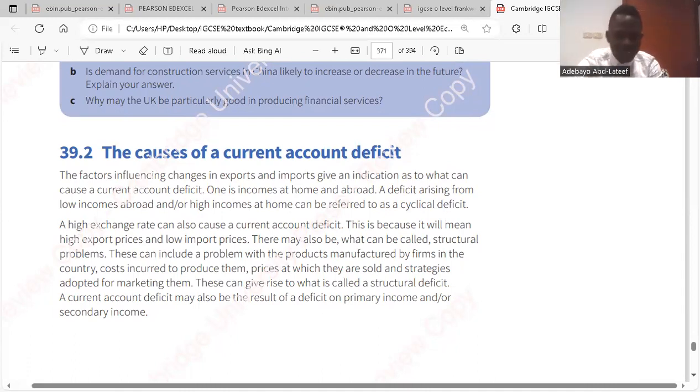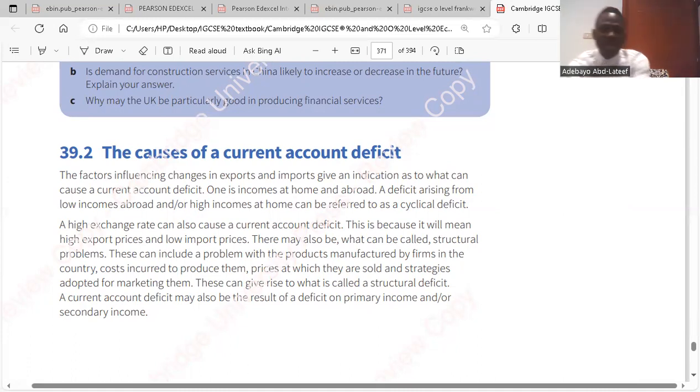That's the point. A high exchange rate can also cause a current account deficit. This is because it will mean high export prices and low import prices. There may also be what we call structural problems. This can include a problem with the products manufactured by firms in the country, costs incurred to produce them, prices at which they are sold, and strategies adopted in marketing them. This can give rise to what is called structural deficits. A current account deficit may also be the result of a deficit on primary income or secondary income.